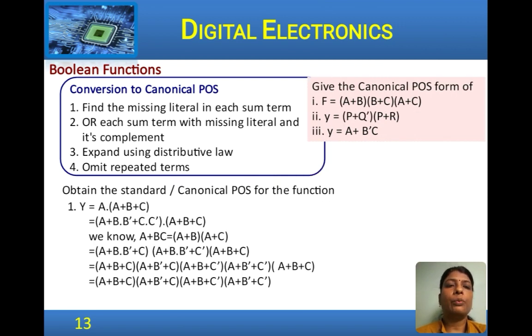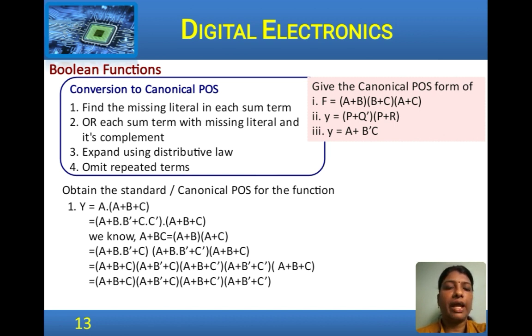Similarly, proceeding with conversion of product of sum term to standard or canonical product of sum term. First step, find the missing literal in each sum term, then OR each sum term with the missing literal and its complement. Expand using distributive law and omit the repeated terms.